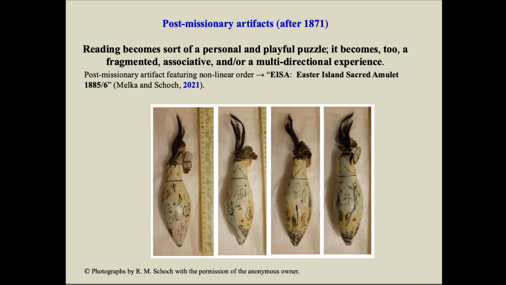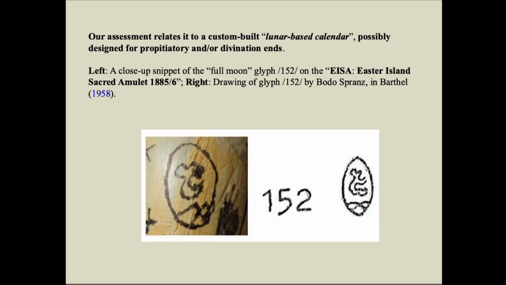Next slide. And in our assessment, this is probably some kind of lunar-based calendar, and in fact, it has the symbol for the moon on it, the 152 glyph from Barthel, and you'd already heard about this glyph to a certain extent from Gordon Berthon, but here it is, and what seemed to be an early post-missionary piece with rongorongo. Next slide.